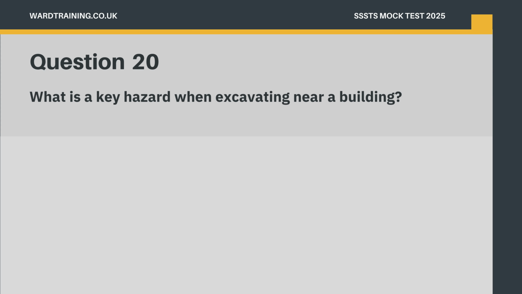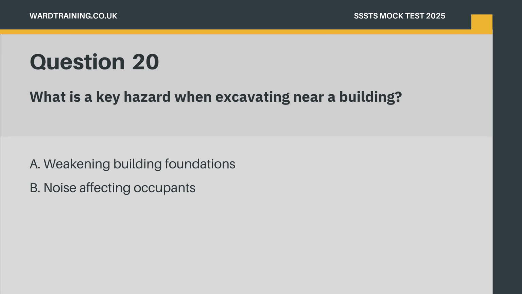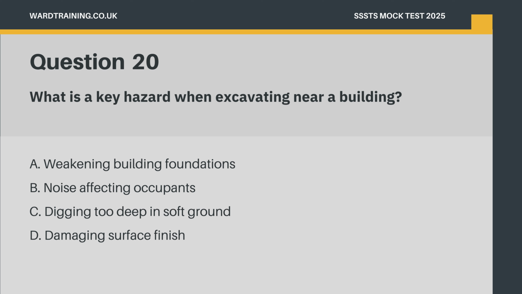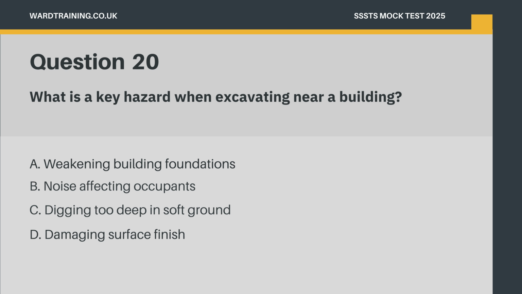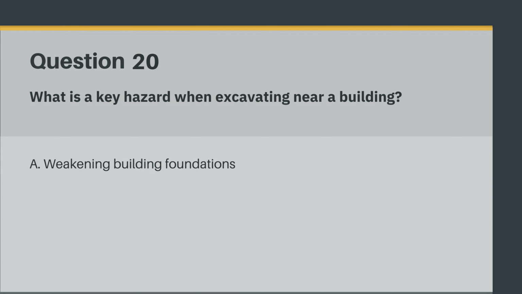Question 20. What is a key hazard when excavating near a building? A. Weakening building foundations, B. Noise affecting occupants, C. Digging too deep in soft ground, D. Damaging surface finish. Answer: A. Weakening building foundations.